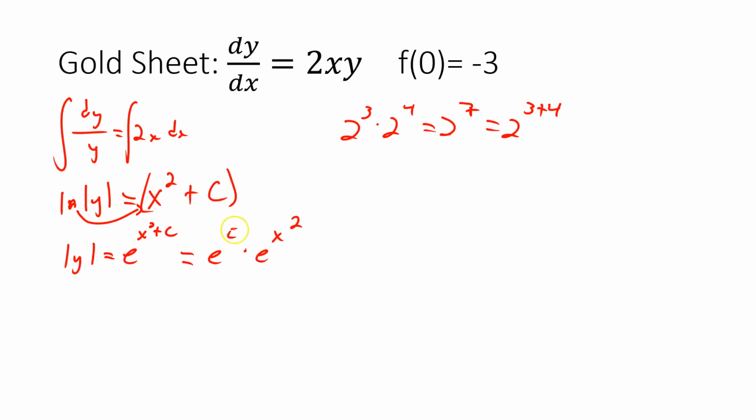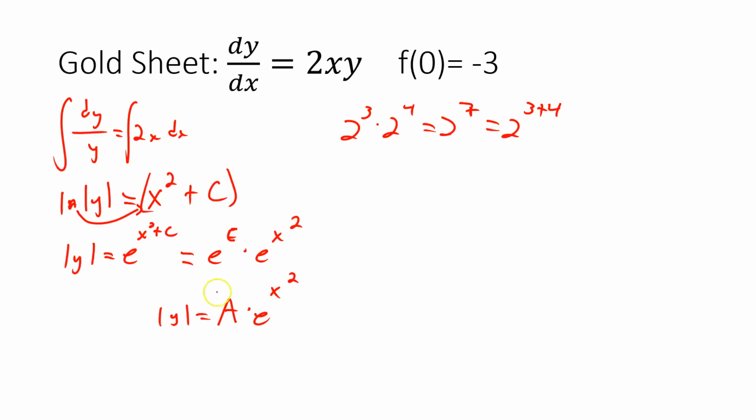Well, e is a number, right? It's 2.7 blah, blah, blah. When I take a number to a constant, it's still a constant. So I could just put a c here instead of e to the c. I'm actually going to put an a there because we've done so much to this constant. I'm going to write absolute y equals a times e to the x squared.